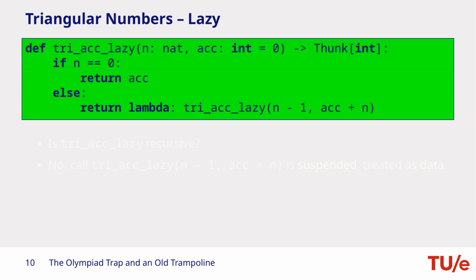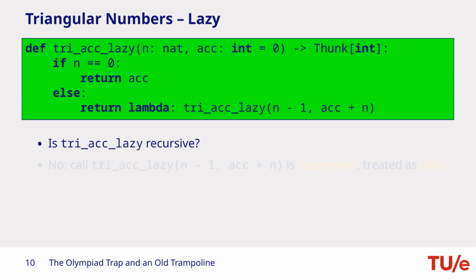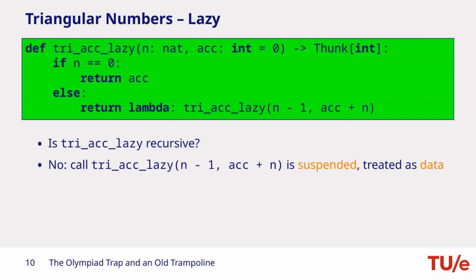Instead of doing the tail call, it can be made lazy by wrapping it inside an empty lambda, that is, by returning a function without arguments, which the client can call to resume the suspended tail call. Is tri acc lazy recursive? You might think so because its definition contains a call to tri acc lazy. But it is not because that tail call is suspended. It is treated as data.